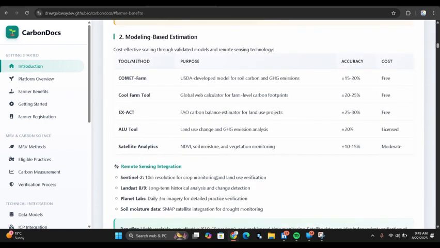For the estimation, the tool method uses COMET-Farm, which was developed by USDA to model soil carbon and GHG emissions, and it is absolutely free. Therefore, it will give farmers an efficient way to locate their projects and ensure they capture the best carbon footprint sequestration in the soil.